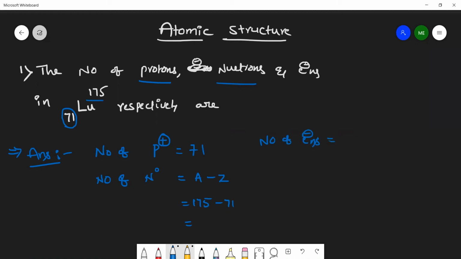Then the number of electrons. How many are there? It is equal to the atomic number. Why? Because it is a neutral atom. So 71. The number of neutrons is 104 minus 71, so your answer is 71, 104, 71 respectively: protons, neutrons, electrons.